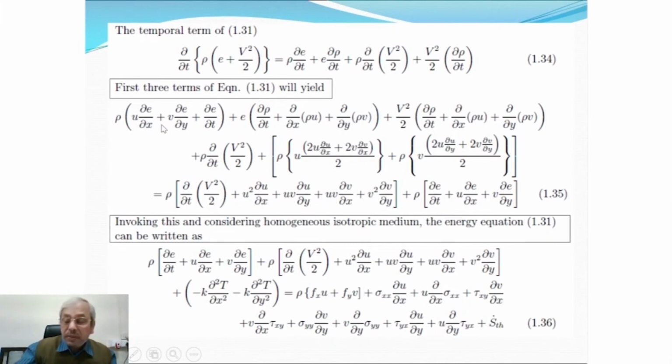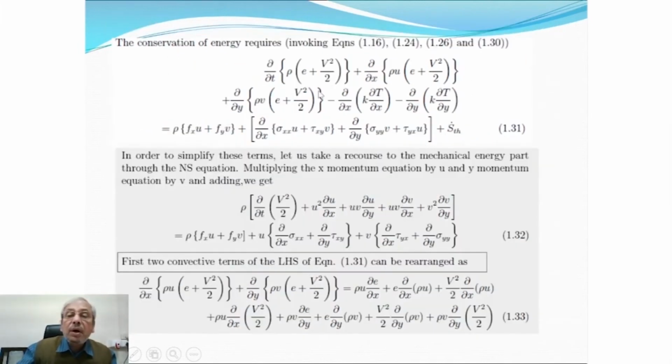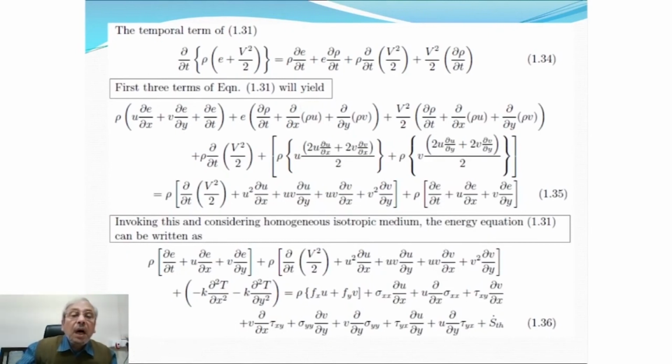First three terms of this term, and this term of equation 1.31, we have rearranged after assembling them together, and we can write ρ ∂/∂t of V²/2 plus u² ∂u/∂x, uv ∂u/∂y, uv ∂v/∂x plus v² ∂v/∂y. So this is just all those I mentioned about, all these terms.